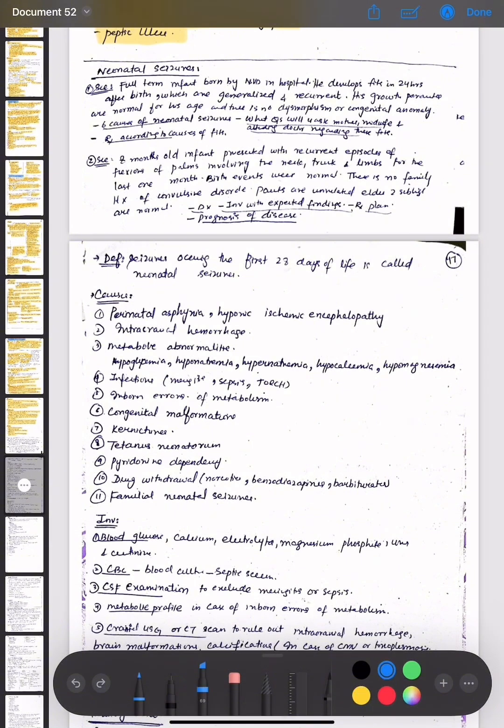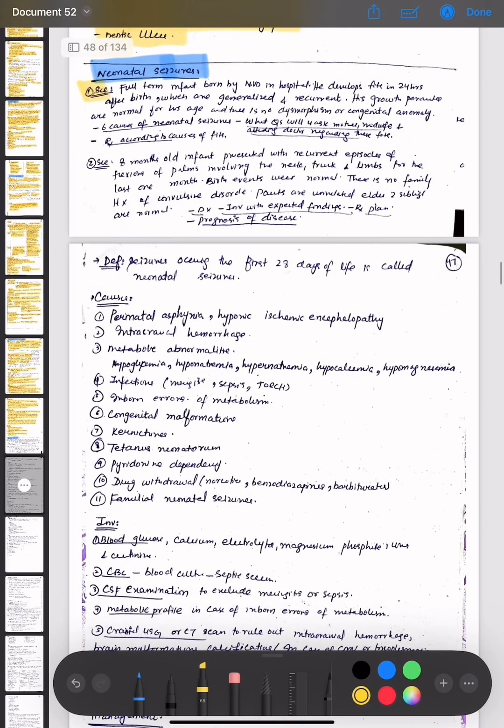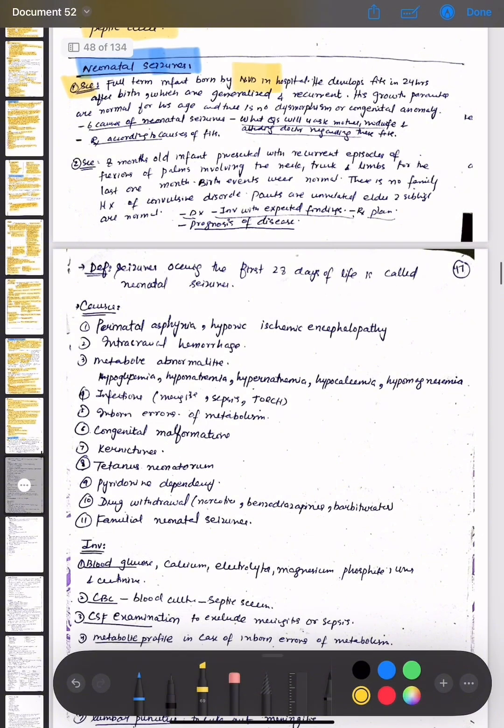Neonatal seizures. Okay, so we have a scenario of a full-term infant born by NVD in the hospital, who develops fits within 24 hours after birth, which are generalized and recurrent. His growth parameters are normal for his age, and there is no dysmorphism or congenital anomaly. So, mention the causes of neonatal seizures.